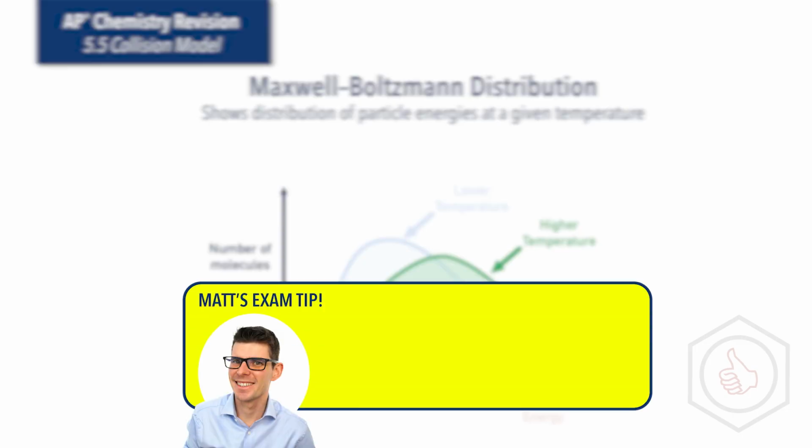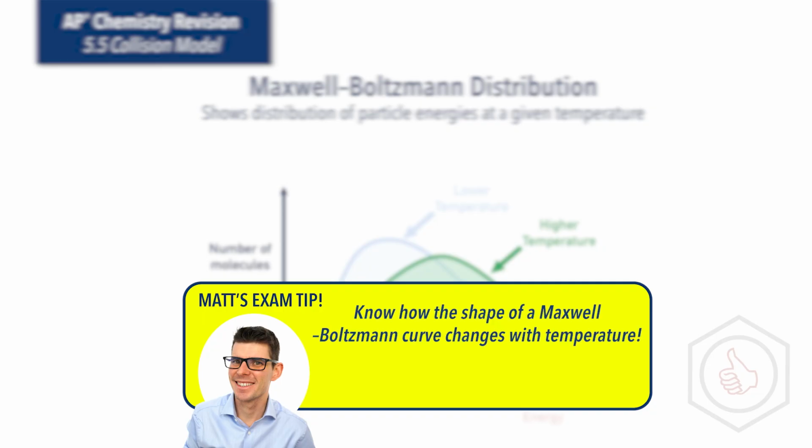Exam tip here: make sure you are able to describe how the Maxwell-Boltzmann distribution changes with temperature. A higher temperature shifts the peak to the right and flattens it. This increases the proportion of particles with the required activation energy. Remember to make sure that you don't change the area under the curve when you change its shape.